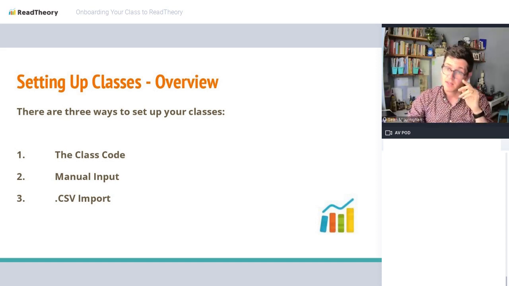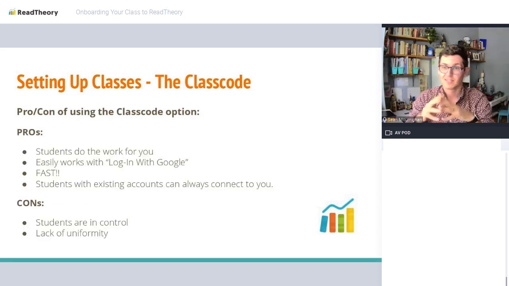Okay, so the very first one we're going to talk about today is the class code. The class code is a unique 8-digit code that will allow accounts that are created by students previously or in the moment to link with your teacher account. So the big plus with this is that the students are going to do the work for you. They'll create their own accounts, set up their own passwords and usernames. If they want to use login with Google, they can use that with this option. It is super hands-off for the teacher.